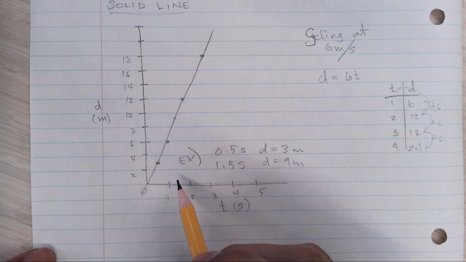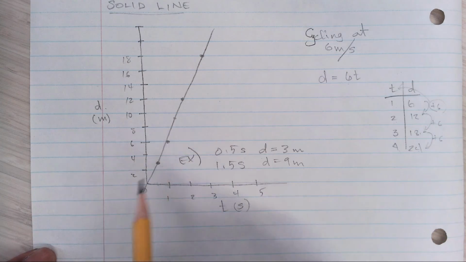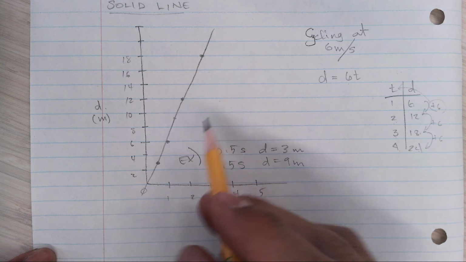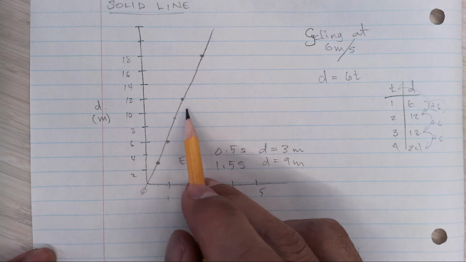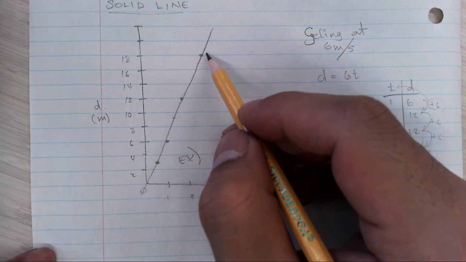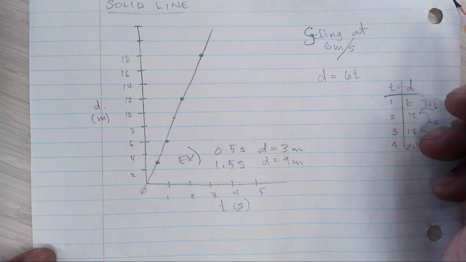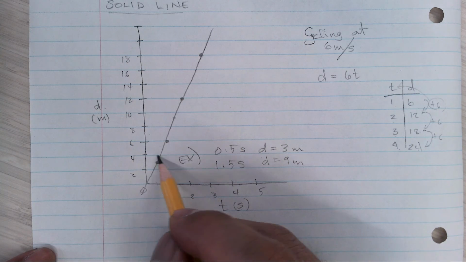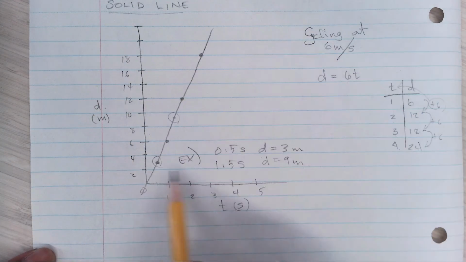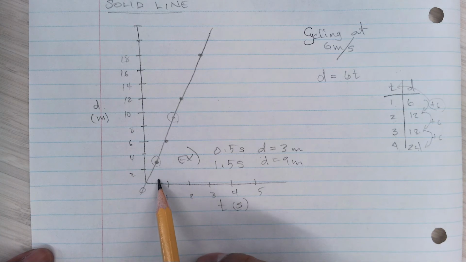So again, very crudely, in 1 second he went 6 meters here, in 2 seconds he went 12, which is right here. 3 seconds he went 18. So there's my original plot. But notice these guys, they're not in a data table by any means. This is like half a second. Well, there is in between allowed here.